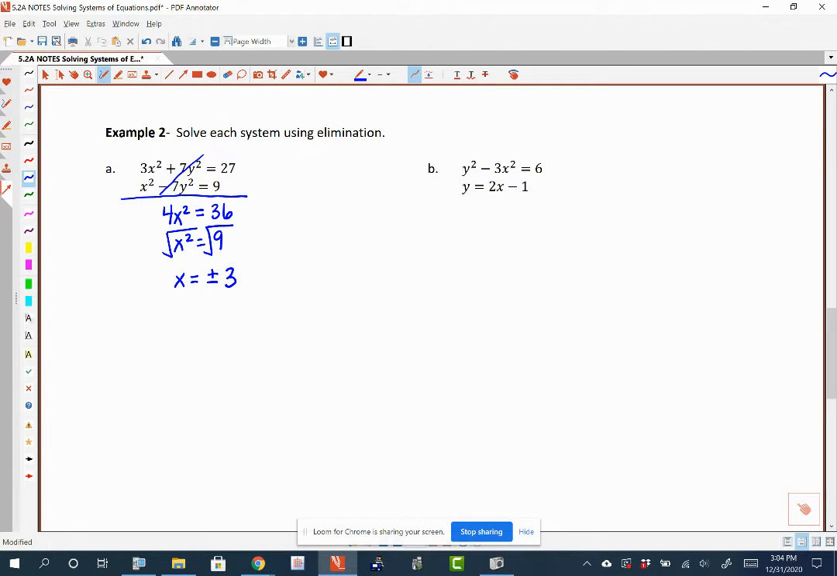So now I need to substitute this back in. And it doesn't matter which one I substitute it back into. I'm going to do the second one. I'm going to start with my positive 3.